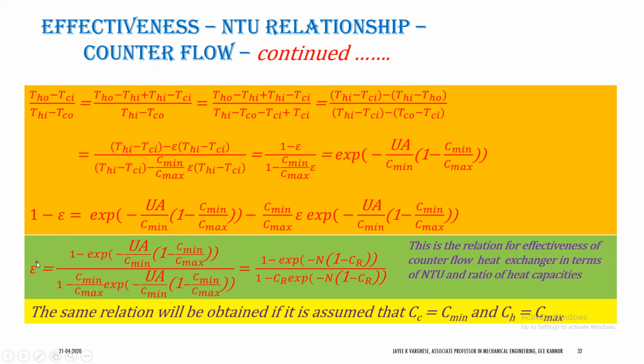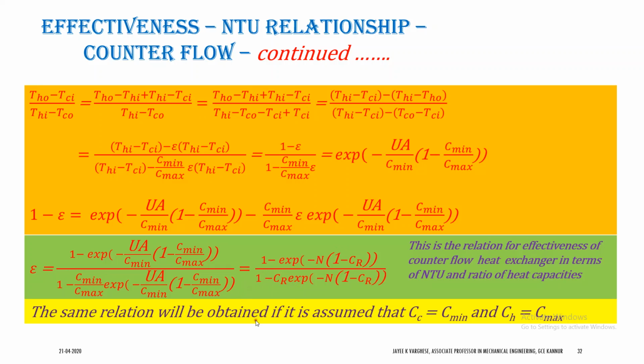Now the beauty of this is that epsilon is explicitly written in terms of NTU and the ratio of specific heats. This does not have a term of temperature in it. So even though you don't know all the temperatures, we can find epsilon. Once we get the value of epsilon in terms of NTU and other parameters without knowing the temperatures, epsilon multiplied by Qmax will give us the actual heat transfer. This is the beauty of this type of relation.